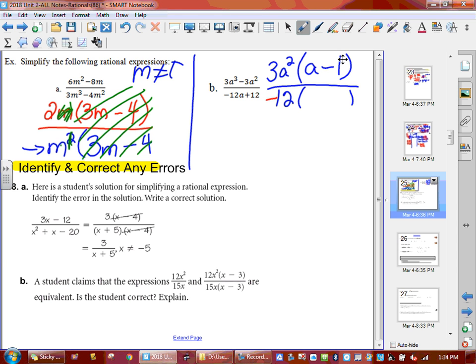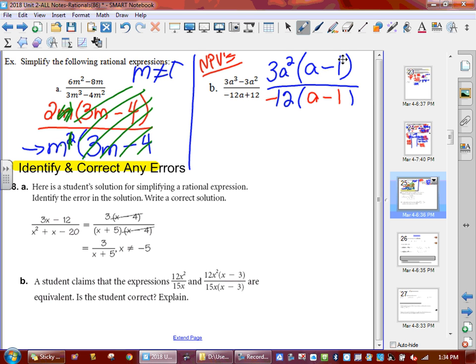Step 2 is non-permissibles, NPVs. What is a non-permissible? Are there any variables beside the 12? Nope, so we don't worry about him. What about the guy in the brackets? What makes him 0? 1. So non-permissible, x cannot equal 1.